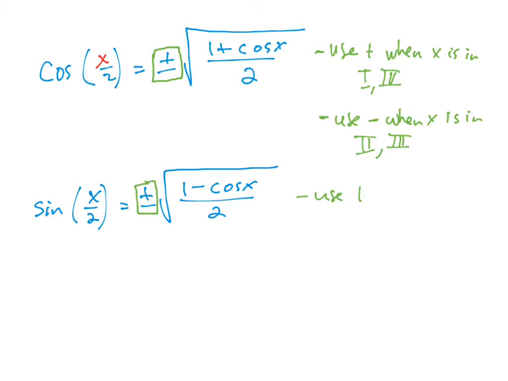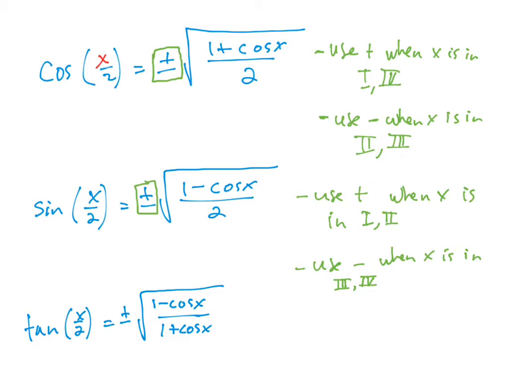For sine, we're going to use positive when x is in quadrant 1 or quadrant 2. This is where sine has a positive value in quadrant 1 or 2. And we will use negative when x is in quadrant 3 and 4. That's where sine takes on a negative value.